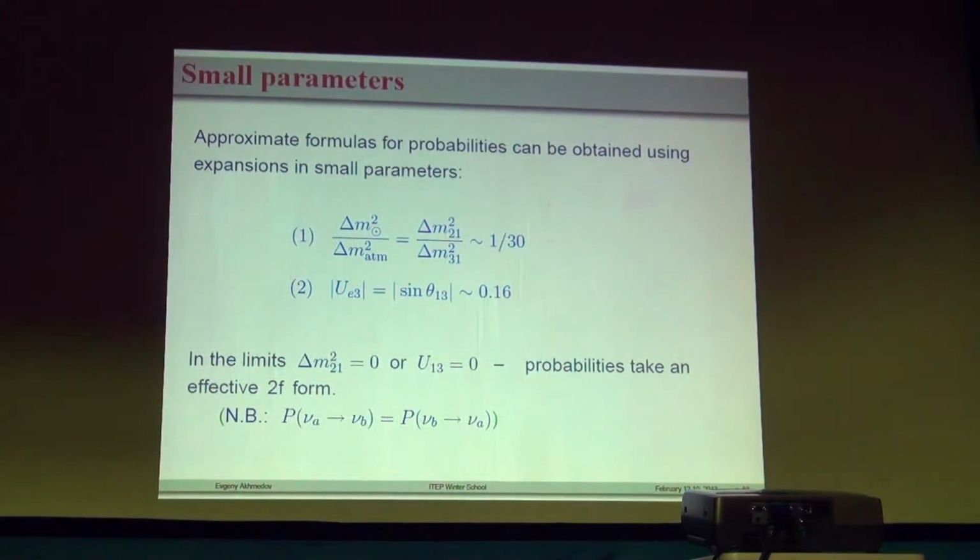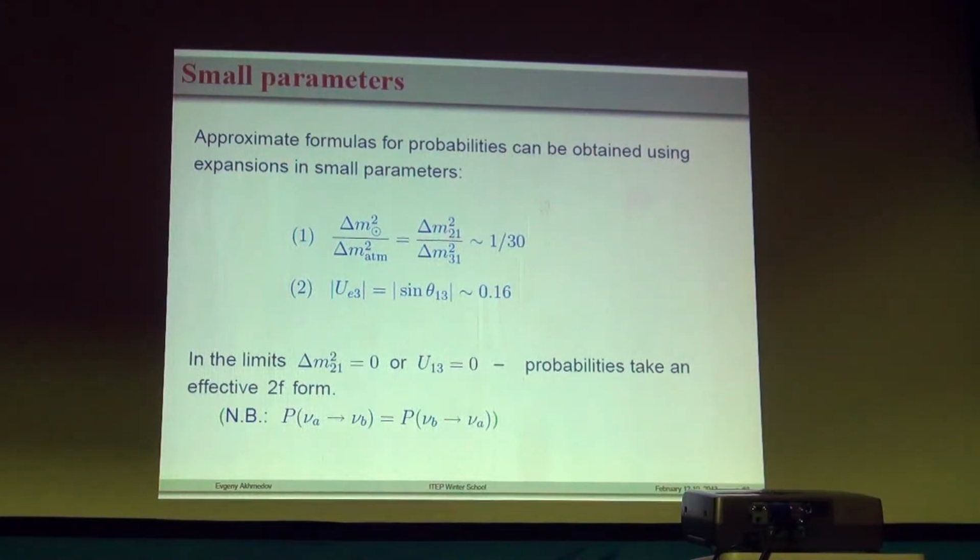Okay, now, as I mentioned already, the mass square difference which is responsible for the solar neutrino oscillation is about a factor of 30 smaller than the other one. So we have one small parameter in the three-flavor neutrino oscillation theory. And in addition, as we know now, actually we knew that a long time ago, the parameter u is small. Now we know that it's non-zero. It's actually not too small. It's about 0.16, as we recently learned. But still it's a relatively small number.